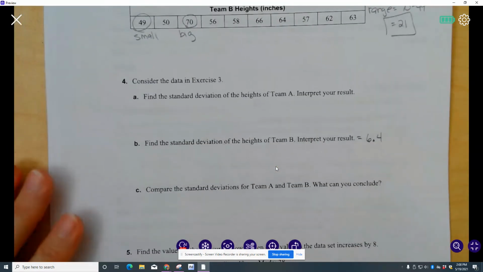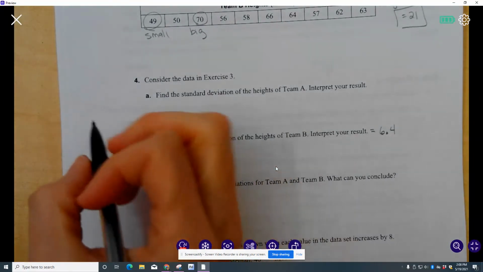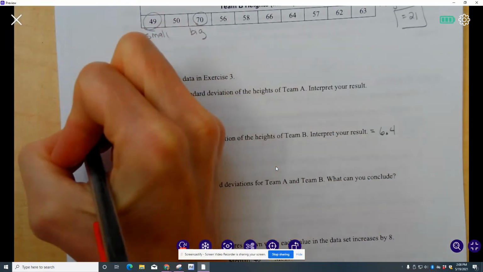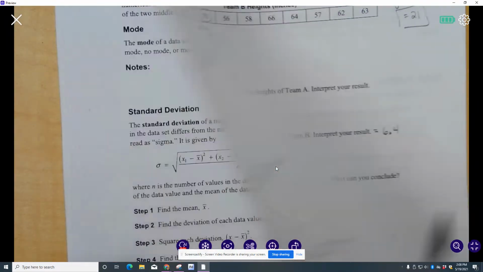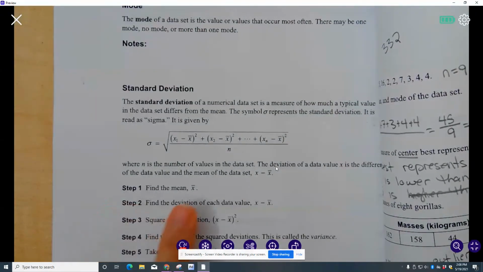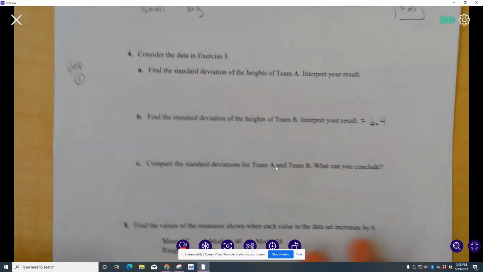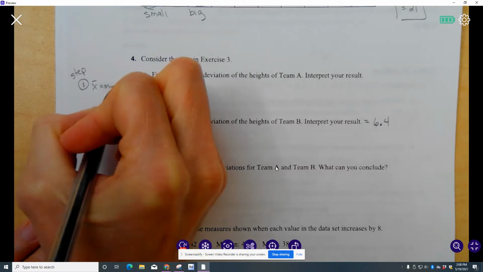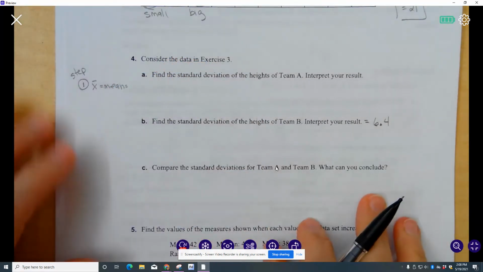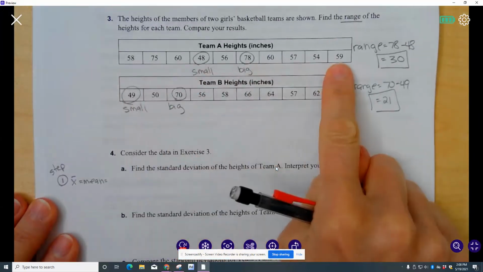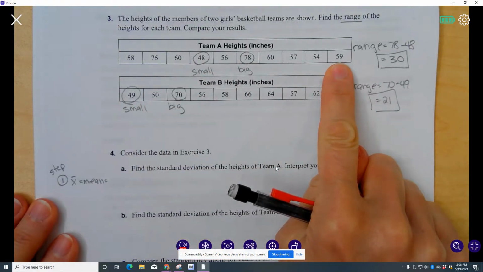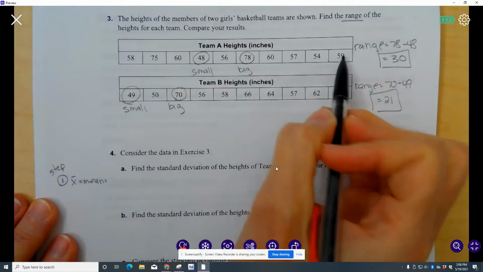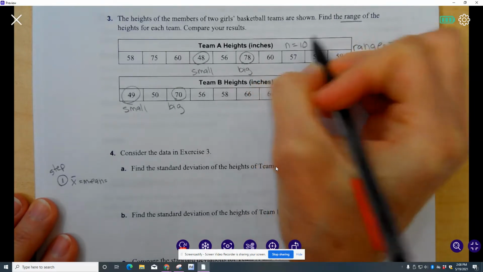So again, the steps are on page 331. I am going to write number 1 here, which is going to correspond to step 1 back here. Step 1 says find the mean. And remember, we call the mean X bar. So I'm going to write X bar so you get used to seeing that. I'm also going to write the word mean. Now what I need to do is add up all of these heights and divide by, how many heights do I have here? 1, 2, 3, 4, 5, 6, 7, 8, 9, 10. So my N is 10.